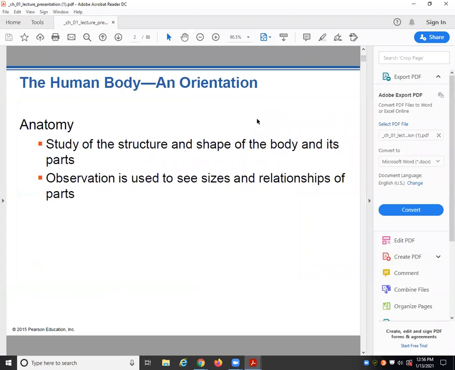All right, so anatomy. So what is it? It's the study of the structure and shape of the body, right? And the different parts of the body. And like I said, you can always print these out and bring them so you don't have to write down everything, okay? They're already posted in Canvas. Use observation to see sizes and relationships of different parts.